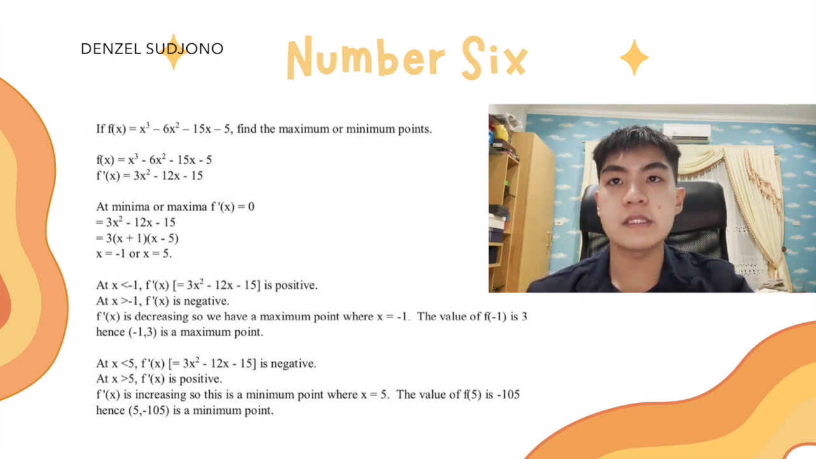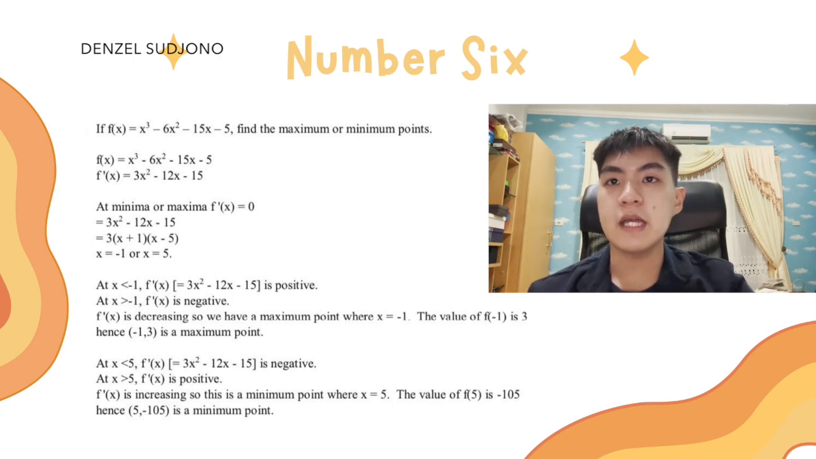At values of x less than -1, the value of the first derivative is positive. And at the values of x more than -1, the value of the first derivative is negative. So the first derivative is decreasing, so we have a maximum point where x equals -1. The value of the function at -1 is 3. Hence, the maximum point will be (-1, 3).